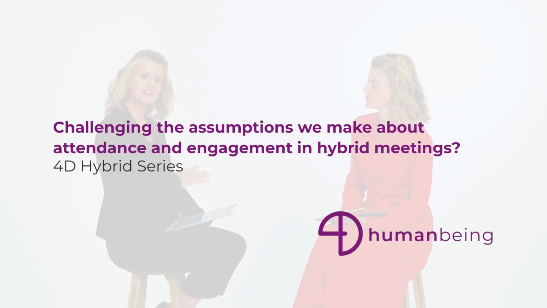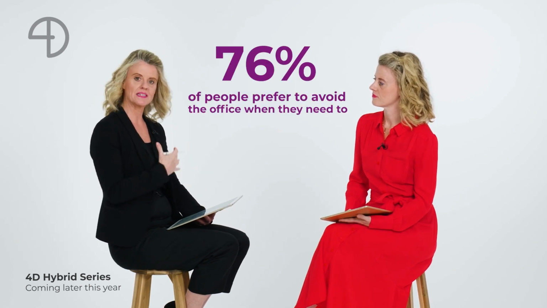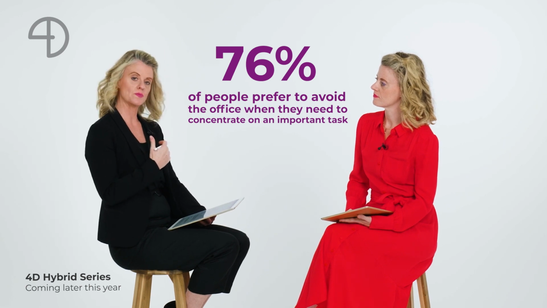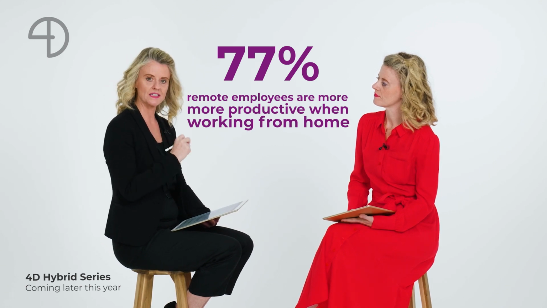Okay, so there are two things we can do when we are thinking about breaking some of those unhelpful assumptions when working in hybrid. And the first one is to seek contrary evidence. And there's three ways we can do this. So the first one is to look for facts and statistics. So for example, 76% of people prefer to avoid the office when they need to concentrate on an important task. And 77% of remote employees are more productive when working from home. So we can find evidence out there in research and surveys.